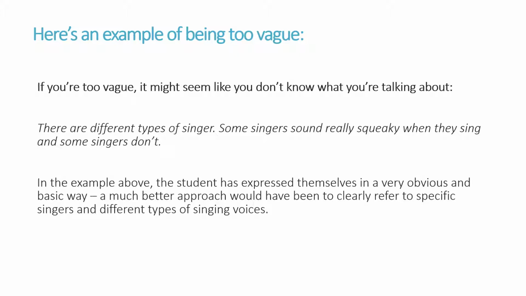In the example above, the student has expressed themselves in a very obvious and basic way. A much better approach would have been to clearly refer to specific singers and different types of singing voices. That way, not only will the reader receive the information more clearly, the student will also be able to express themselves in a way that shows that they do know what they're talking about.